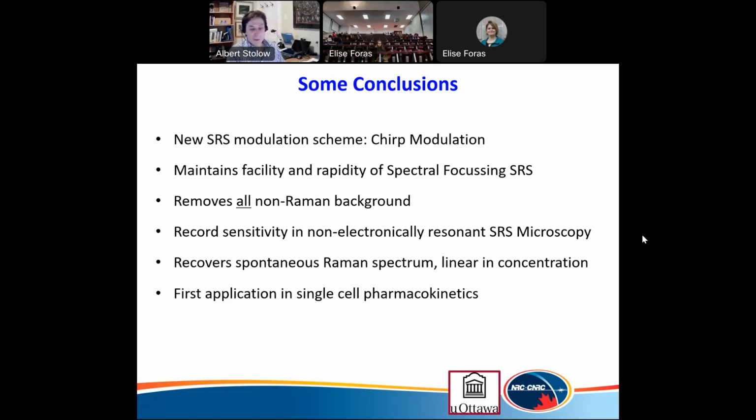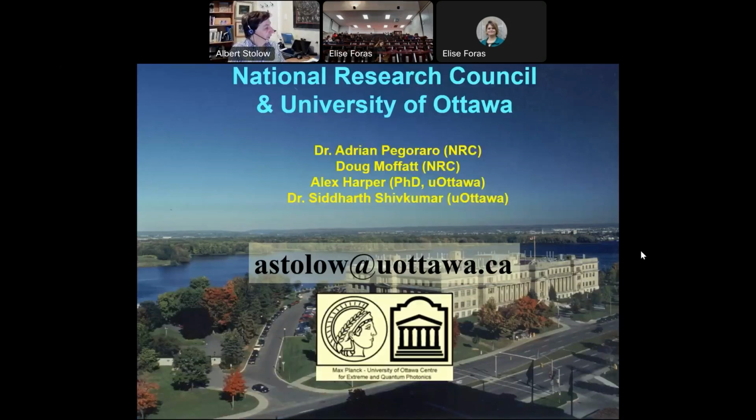I also showed you that using a deconvolution, you can obtain the spontaneous Raman spectrum, and importantly, the signal is linear in concentration. And I showed you a first example in single cell pharmacokinetics. We hope that this technique will catch on and people will apply it to all kinds of problems, not only in biology and medicine, but hopefully in other fields as well. So with that, I'll end and I'll be happy to answer any questions.